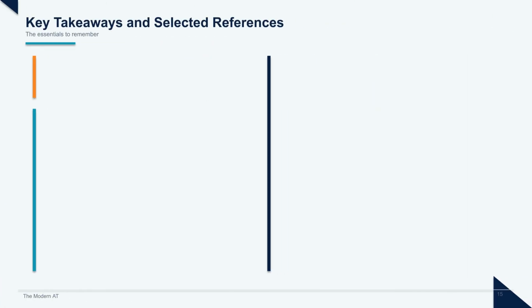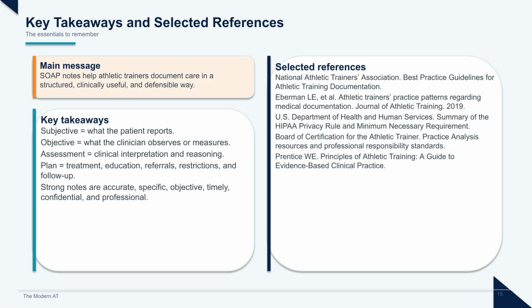The main message is that SOAP notes structure care in a clinically useful and defensible way. Remember, subjective is what the patient reports, objective is what is measured, assessment is your reasoning, and plan is the next step. Strong notes are accurate, specific, timely, and professional. Use the listed references for best practice guidance.